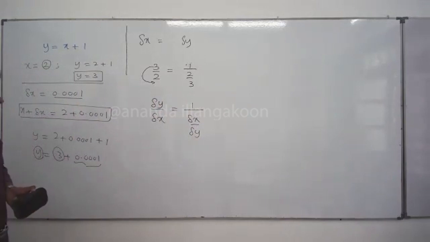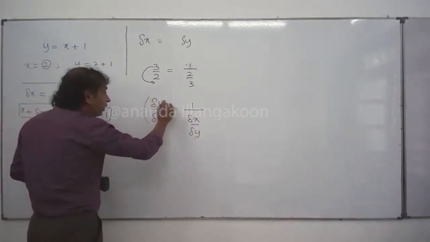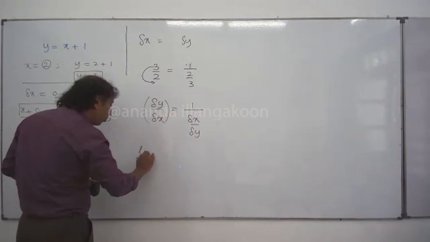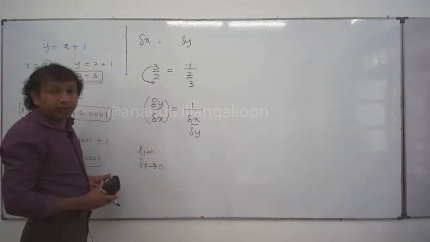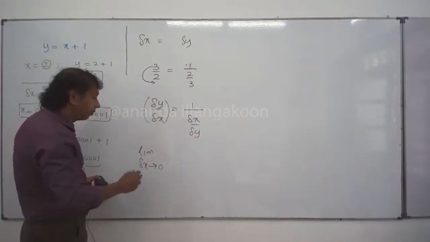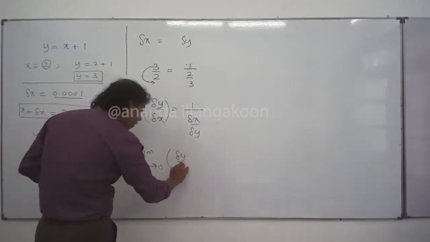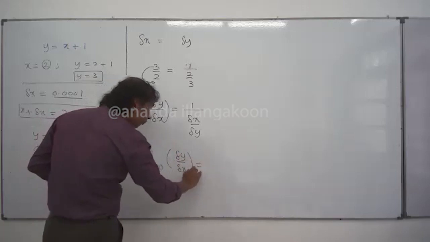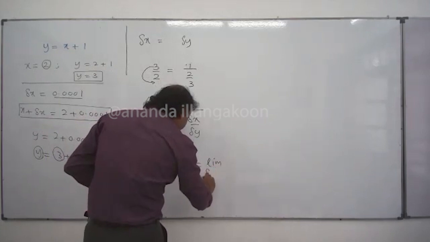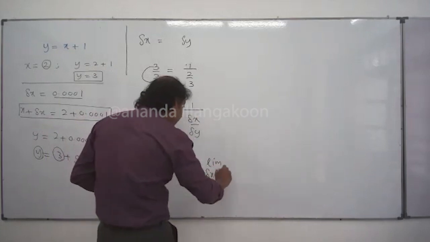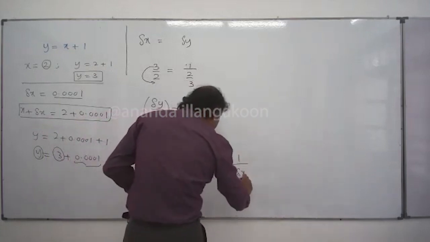Now what I do is, people, on the left hand side and the right hand side, I am going to take the limit delta x going to 0. I am writing limit delta x going to 0 on the left and right. Right, this way. On the right hand side, when delta x goes to 0, we get 1 over delta x upon delta y.